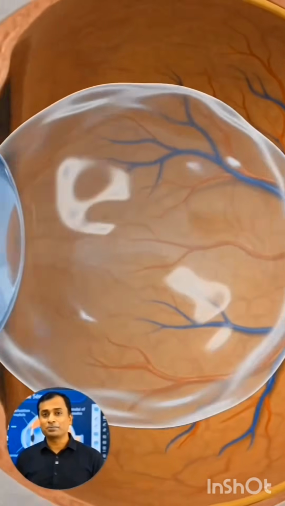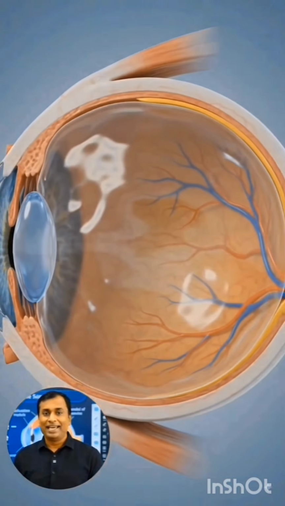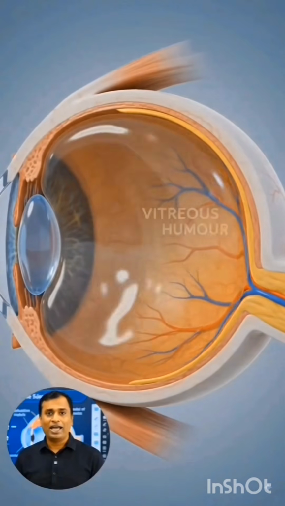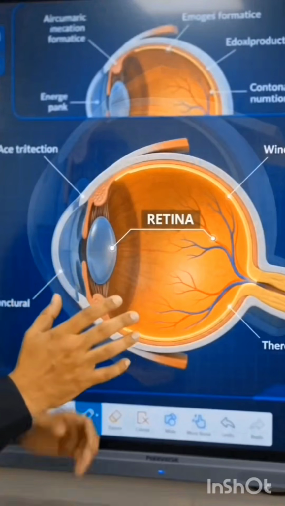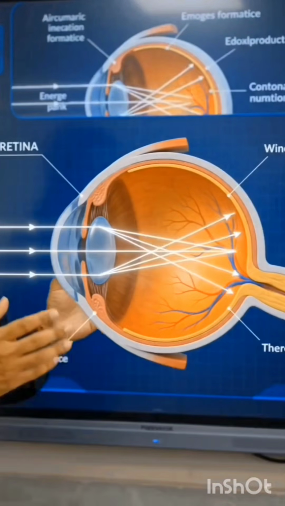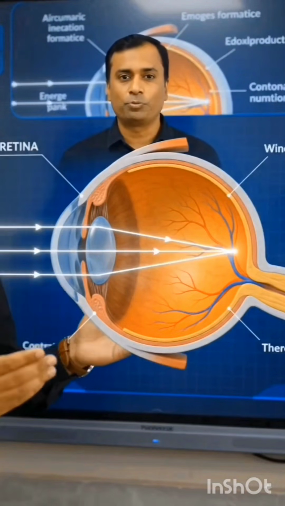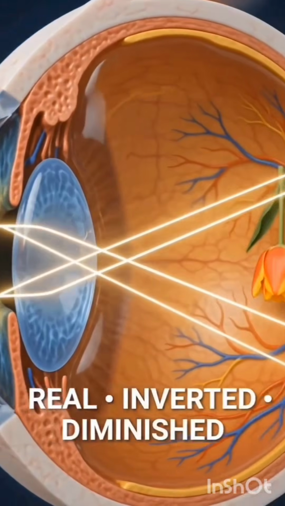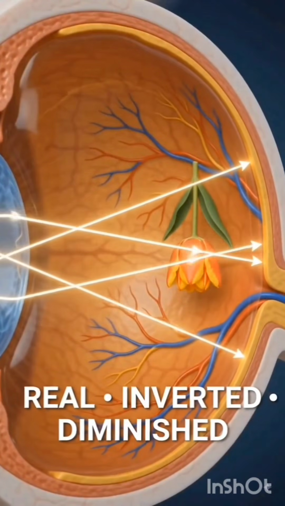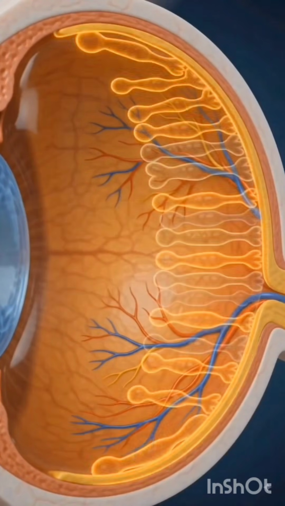Behind the crystalline lens is the vitreous humor, a transparent jelly-like substance. It maintains the shape of the eyeball and supports the retina. The retina is the light-sensitive inner layer at the back of the eye. It acts like the camera sensor, where the image of the object is formed. Light from the object passes through the eye and forms a real, inverted, and diminished image on the retina. This image is then sent to the brain for interpretation.